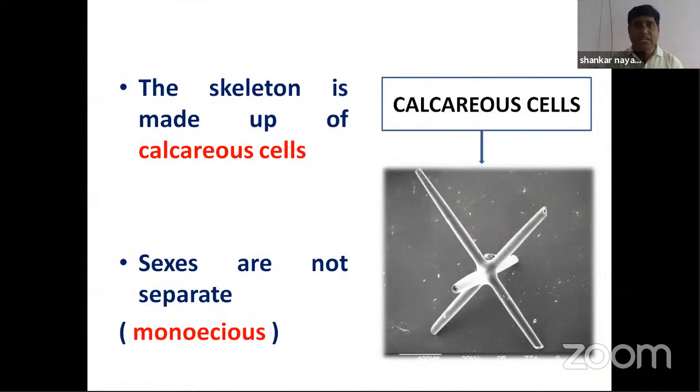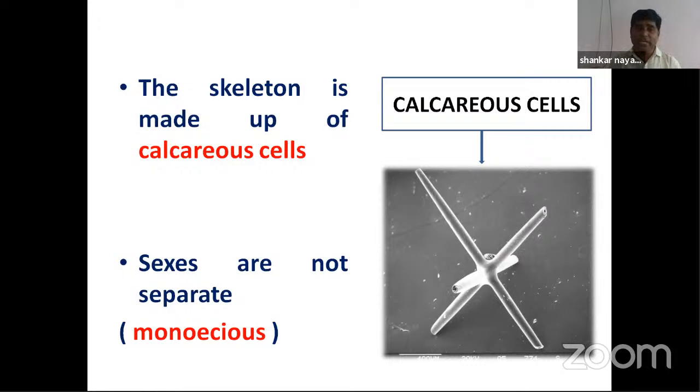The skeleton is made up of calcareous cells. The calcareous cells are made up of calcium carbonate, therefore they are called calcareous cells. The skeleton is made up of calcareous cells. See, in these diagrams, I have shown calcareous cells. And sexes are not separate.